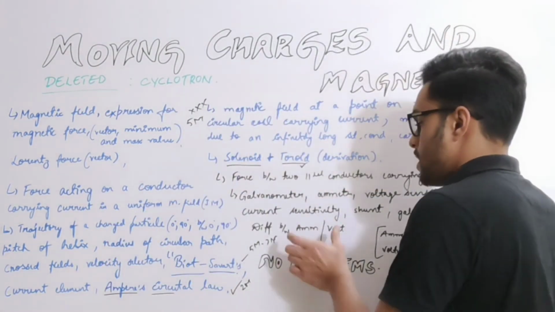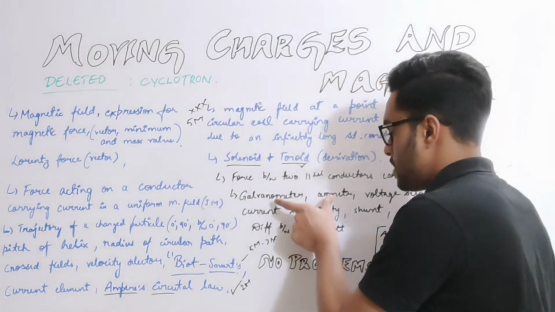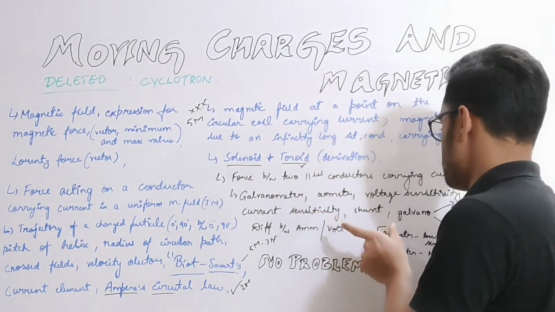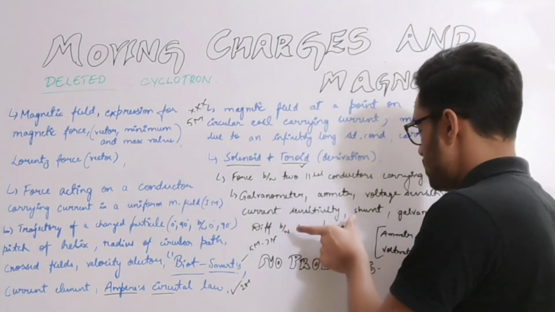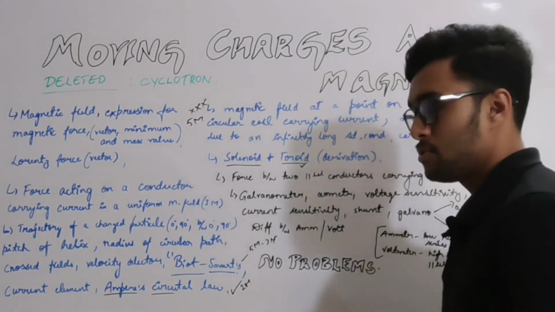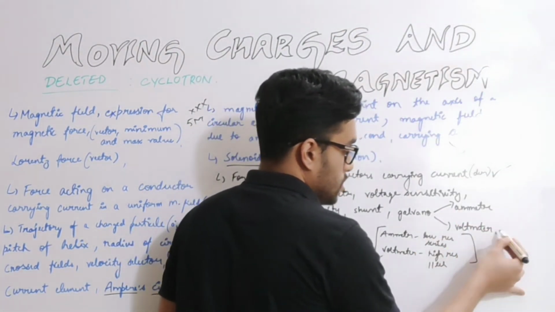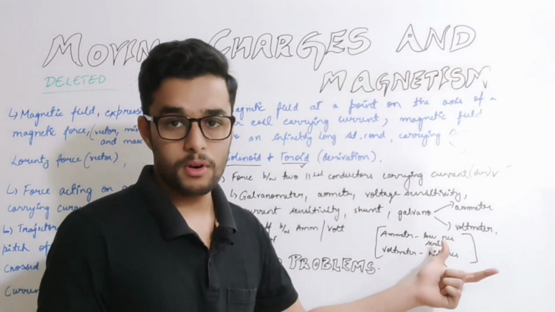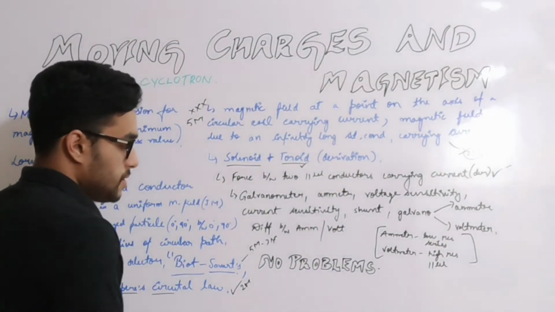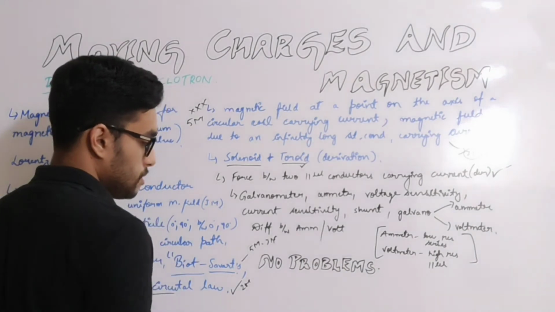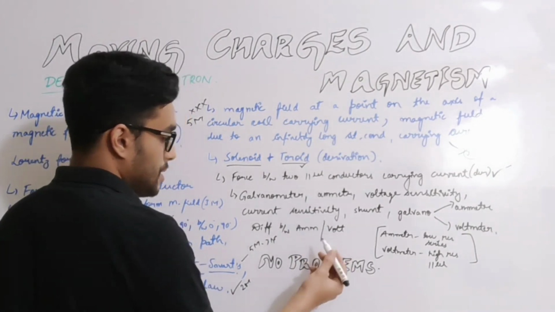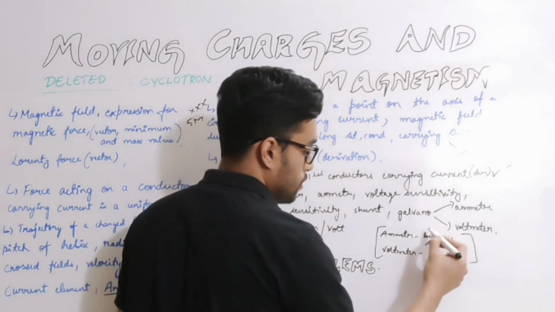Next thing, galvanometer and ammeter. You should know the definition of this, as well as voltage sensitivity, current sensitivity, what a shunt is, and you should know the conversion of galvanometer to ammeter and galvanometer to voltmeter also. So this is also very important. Next thing, difference between ammeter and voltmeter. It is important for 3 marks, as well as this conversion is also important for 3 marks.